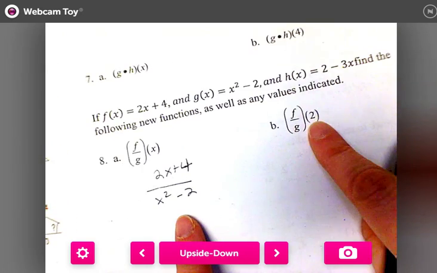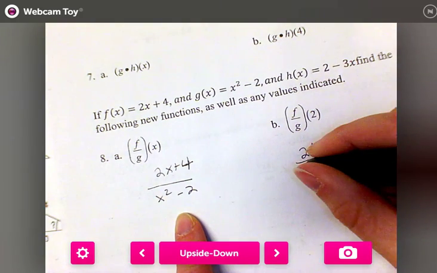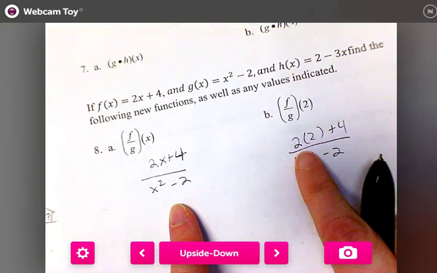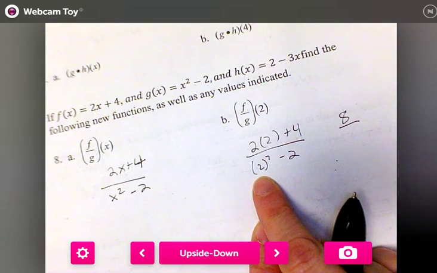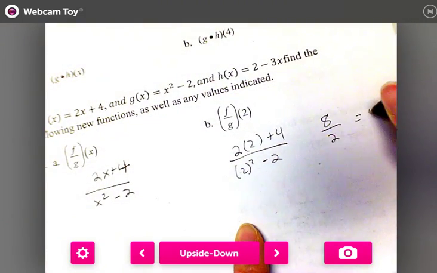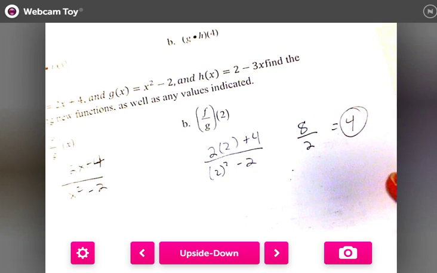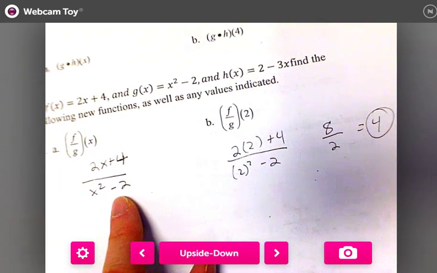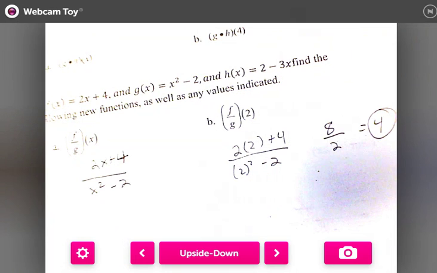So now I'm just going to redo this, but I'm going to multiply this by 2. Everywhere there's an x, there is now a 2. Okay? So if we do the top, 2 times 2 is 4, plus 4 is 8. If we do the bottom, 2 times 2 is 4. 4 minus 2 is 2. 8 divided by 2 is 4. Please stop me if you have questions about any of this. If they have anything that I can cancel from the top to bottom, which here I can't, I can just leave it just like that. Okay.